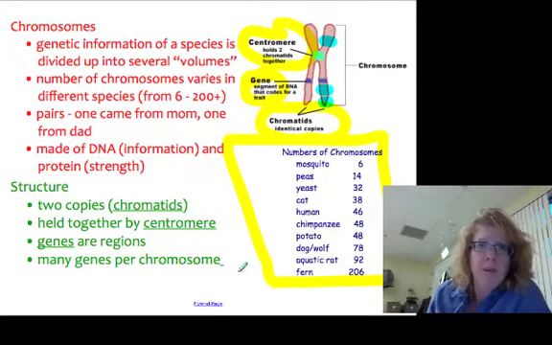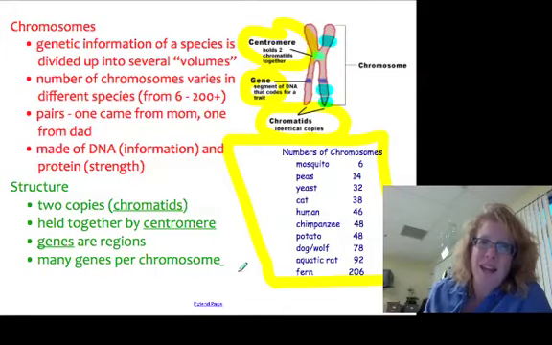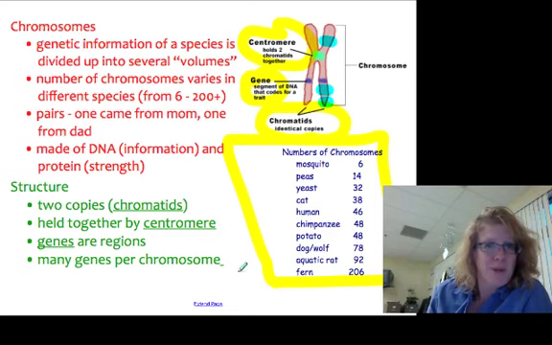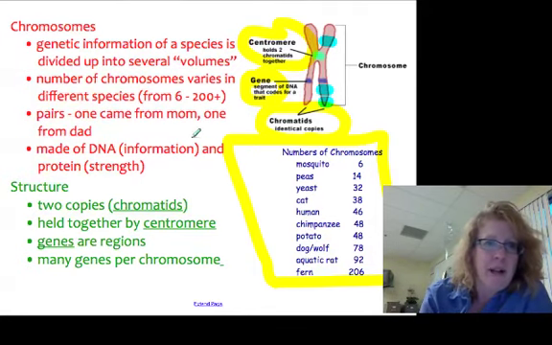Remember, chromosomes always come in pairs. You got a chromosome from your mom and a chromosome from your dad. One came in the egg, one came in the sperm, and that's how they came together to make you. So that's why we always have even numbers of chromosomes. And I think that's about all I need to do on this slide.